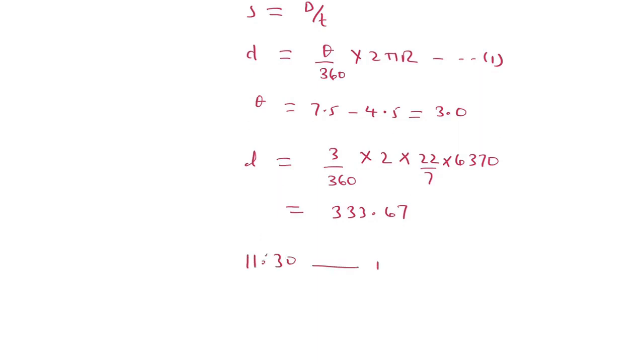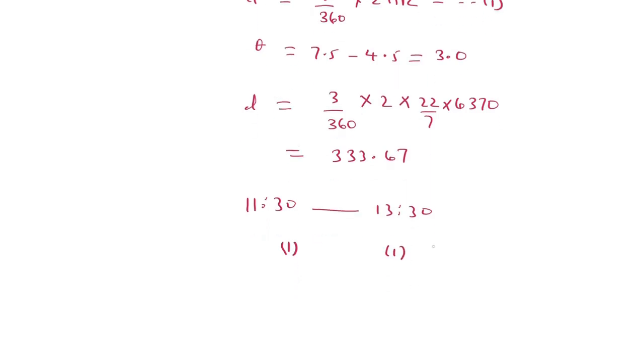Okay, so next, let us calculate the time from the time scale given, which is from 11:30 a.m. to 13:30 p.m. Okay, so from 11:30 to 12:30, it is 1 hour. And from 12:30 to 13:30, it is also 1 hour. Then summing these two, we are having 2 hours, and this is the total time taken.